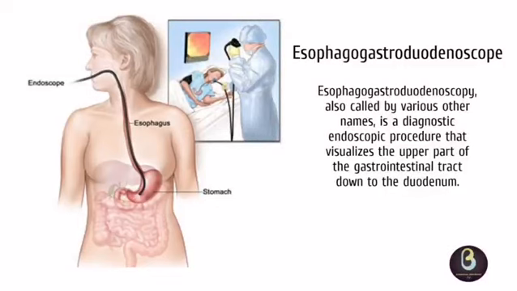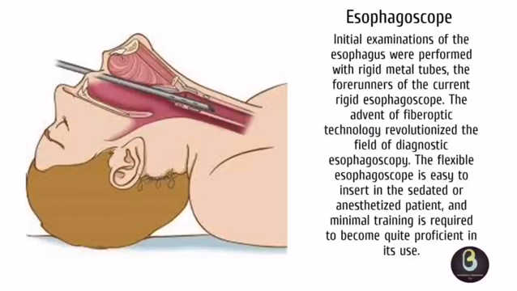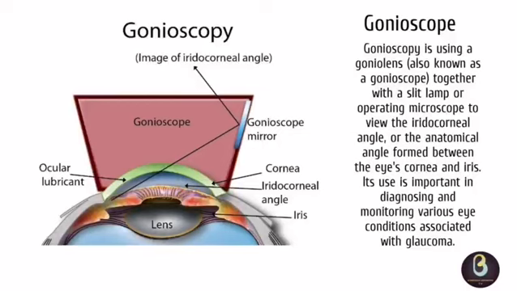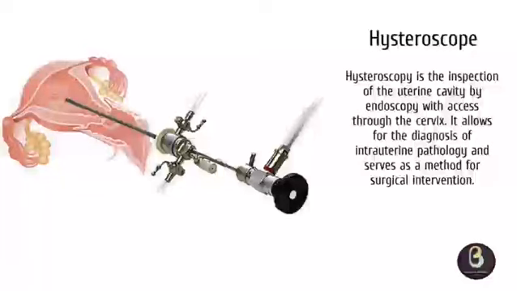Esophagogastroduodenoscope, used to examine the esophagus, duodenum, and stomach. Esophagoscope, used to examine the channel connecting the pharynx to the stomach. Gastroscope, used to examine the stomach lumen. Gonioscope, used to examine and help determine the configuration of the angle between the iris and cornea. Hysteroscope, used to examine the passage of the uterine cervix and cavity.